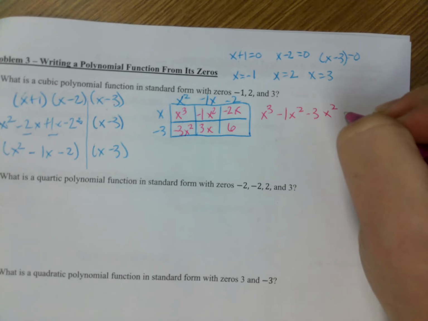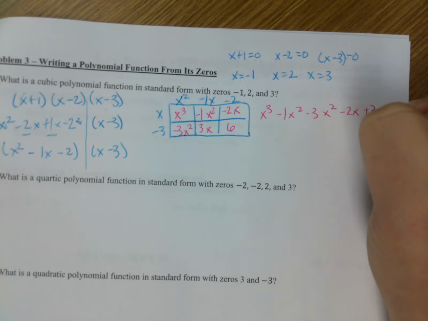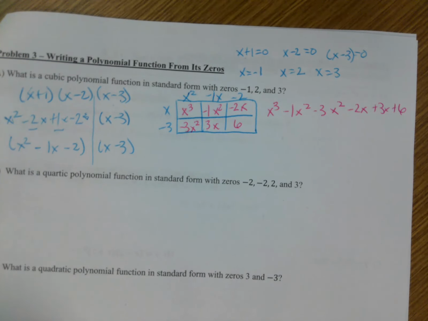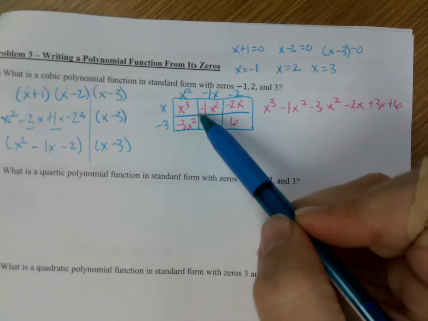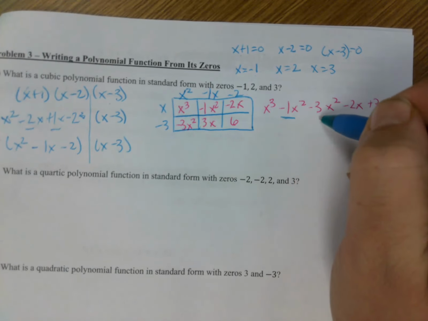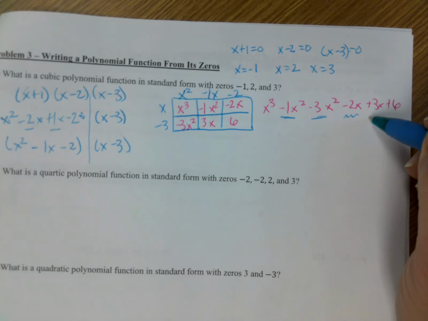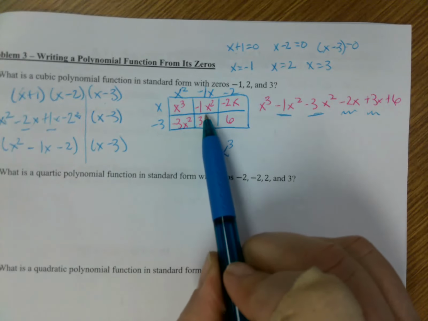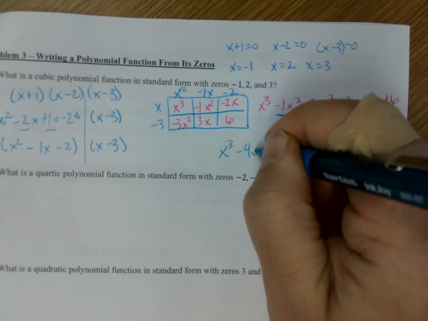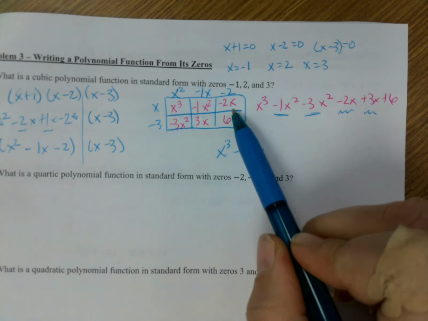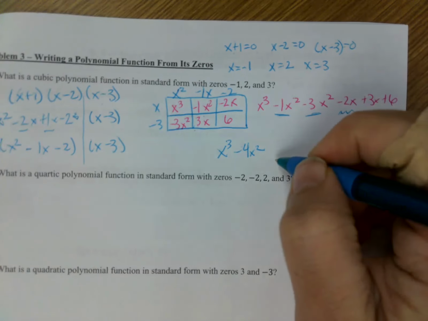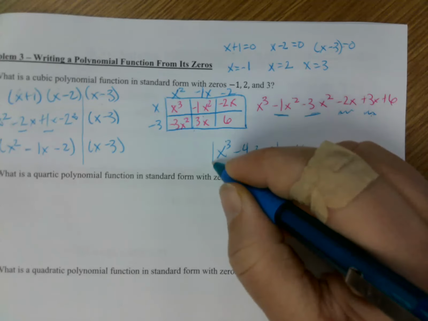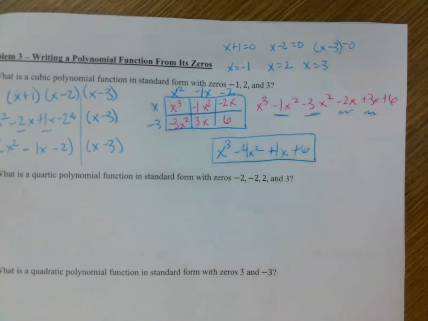You can do that, or you can combine your like terms off of here to get your final answer. Typically, not always, but typically your diagonals are like terms. Or if you were to write it out, you would see that these two are like terms and these two are like terms. My final answer would be x cubed, -3x squared minus 1x squared gives me -4x squared. 3x minus 2x would give me plus 1x. And then I have my +6. This right here is my final answer.